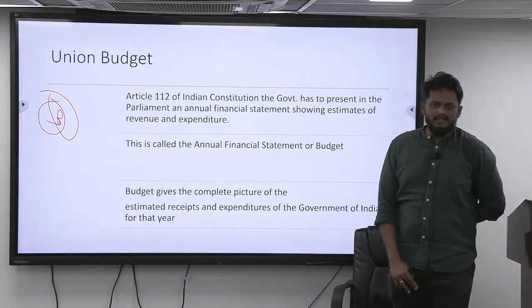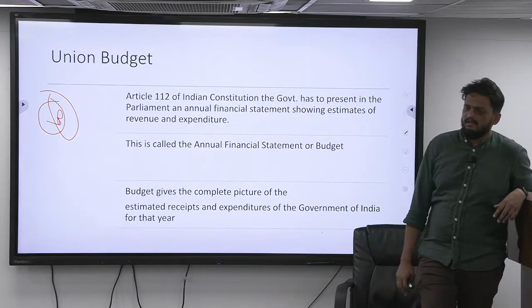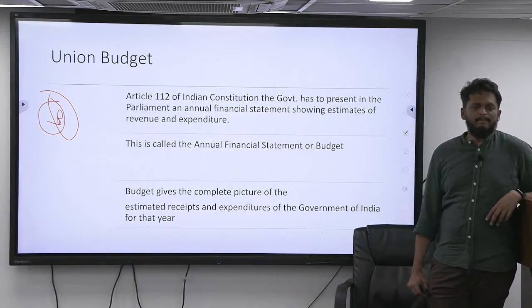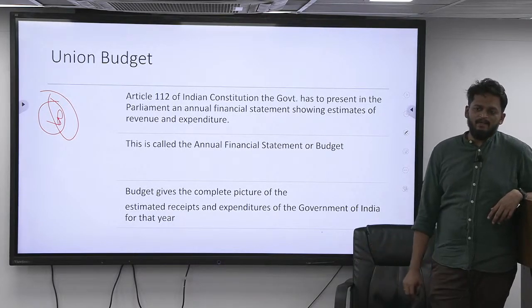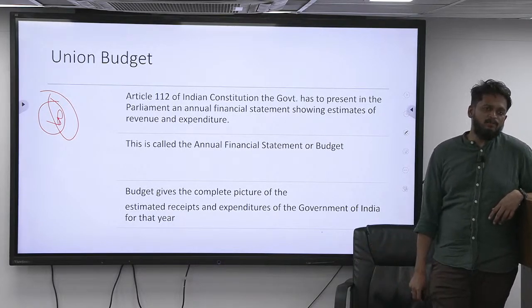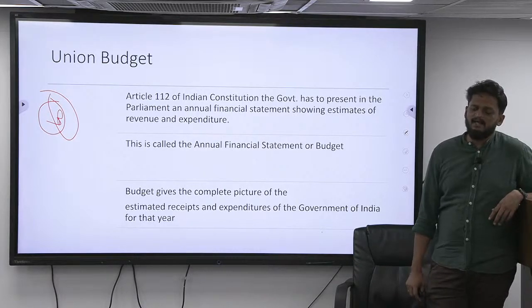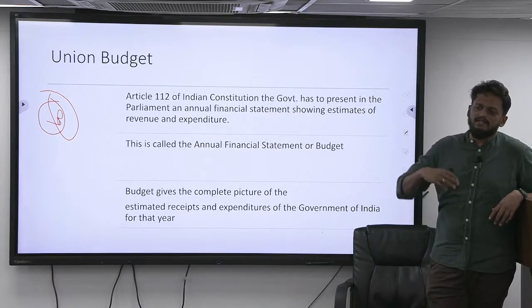When we pass the budget, imagine recently we passed the budget, which year will it be for? It will be for next year, which will start on April 1st. April 1st 2023 to March 31st 2024, it has not yet started. Budget is released before the year starts.